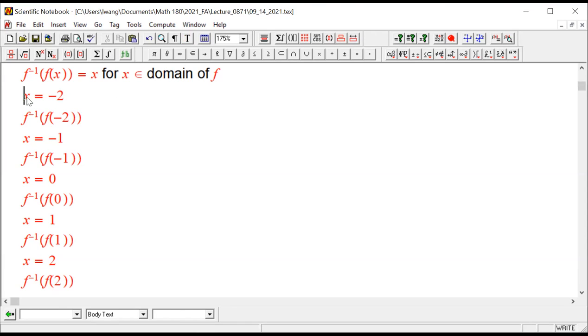Now, for input, this input is going to be from the domain of what? In this case, it is 2 to the power x. So for f, f inverse, of course.